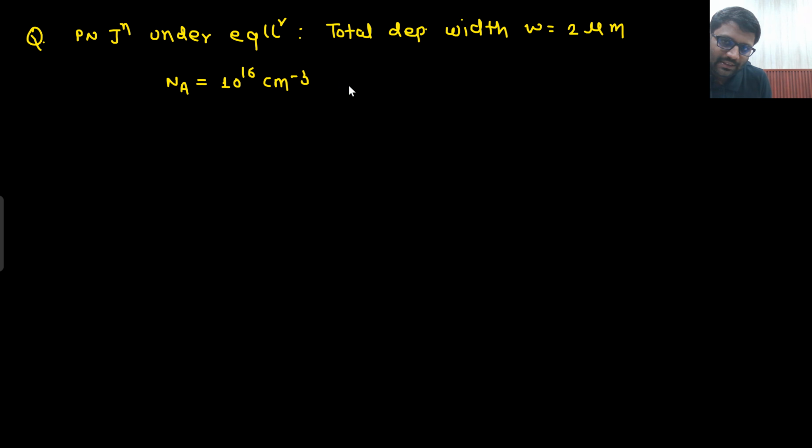The total depletion width came out to be 2 micrometer. What we did with the doping: the P side was doped with 10 to the power 16 atoms per centimeter cube, and the N side was doped with 10 to the power 15 per centimeter cube. You need to find out xp and xn. This is what you need to find out. So can you do it? What do you think will be the answer?